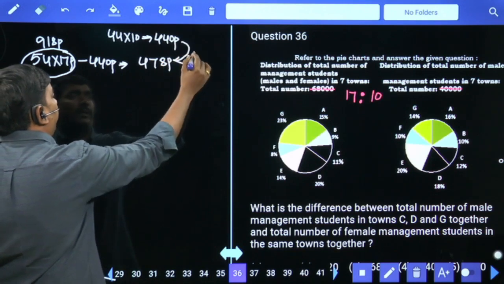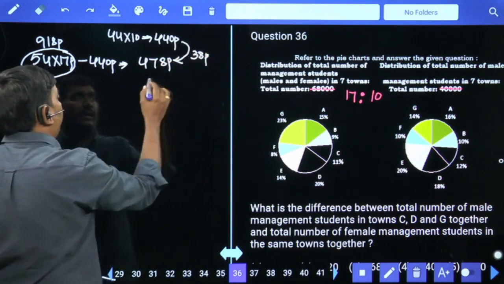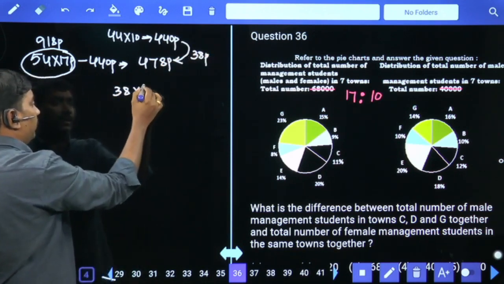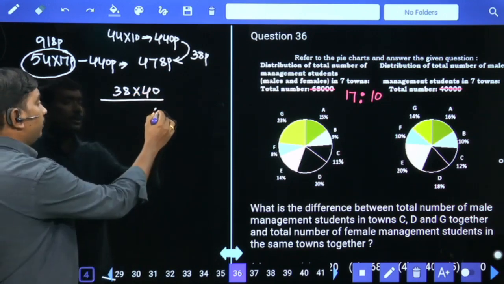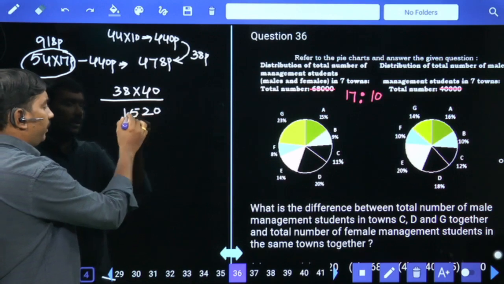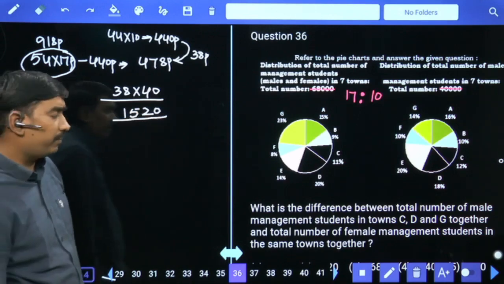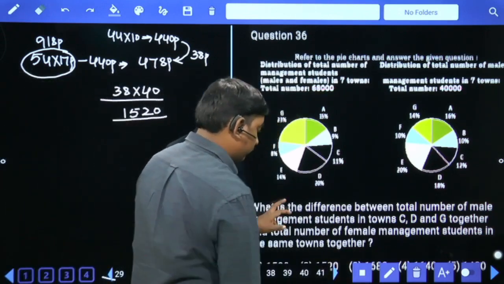Difference is 38 parts. Already you know that 1 part value is 40. 38 parts value 38 into 40. 1520 is your answer. 1520 is your answer.